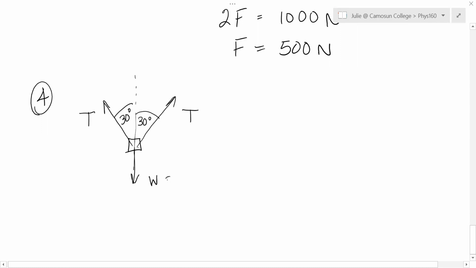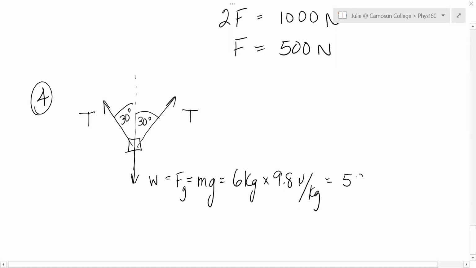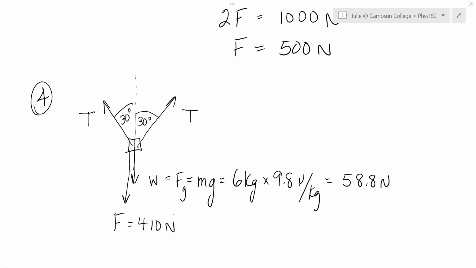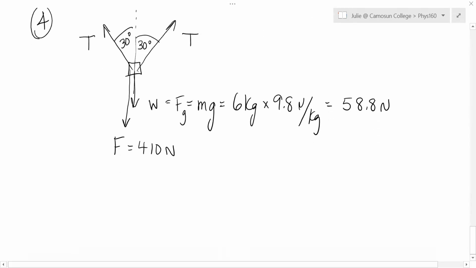Okay, we have the weight, they mean the force of gravity. So that's mg. So that's the 6 kilograms times 9.8. And so the force of gravity there is 58.8 newtons. And then it also says that there's an external force. Someone else is pulling down on this thing with a force of 410 newtons. So it's quite big. Okay, and the question is, what is the tension force in each of those ropes? Okay, so let's do our table.